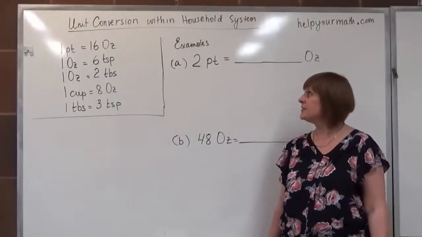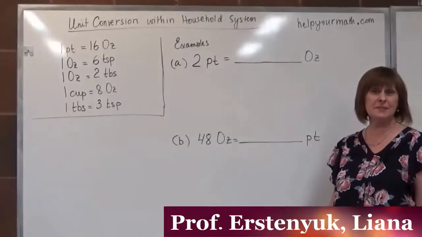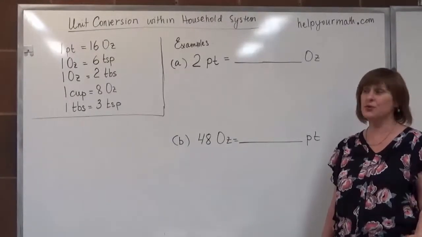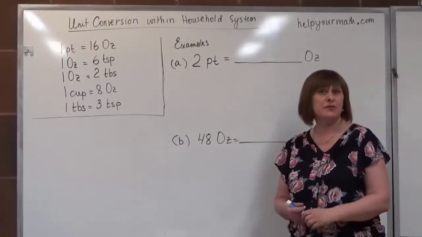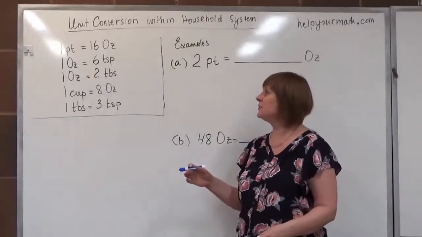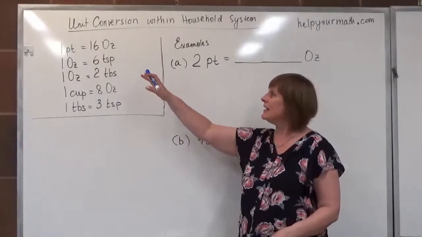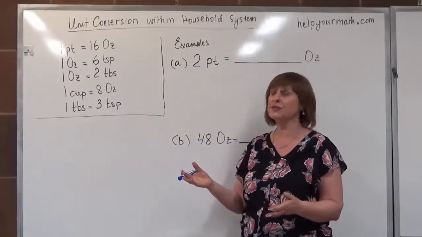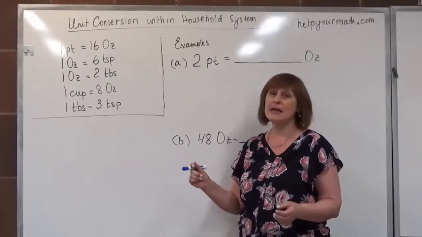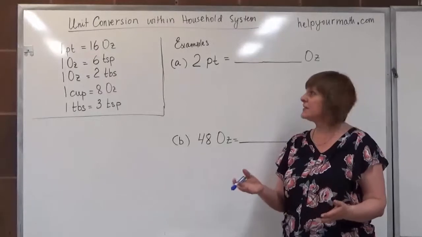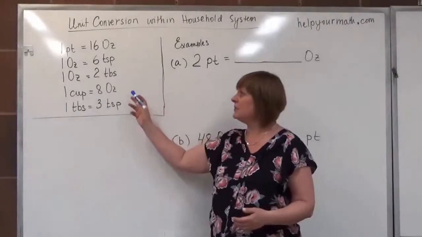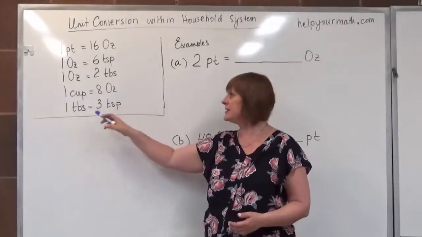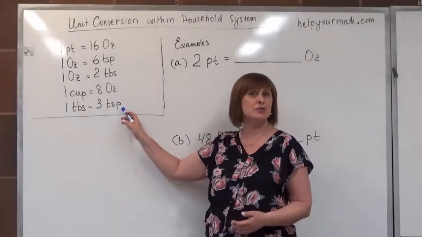Today we are discussing unit conversions within the household system, and this topic will be very useful for students who are taking math for nursing. Before we start to observe the problems, we will look at some conversions. There is 1 pint in the household system, which is equivalent to 16 ounces, and 1 ounce that we normally use is 6 teaspoons, or 1 ounce is 2 tablespoons. We also use at home a cup, which is equivalent to 8 ounces, and 1 tablespoon equals 3 teaspoons.